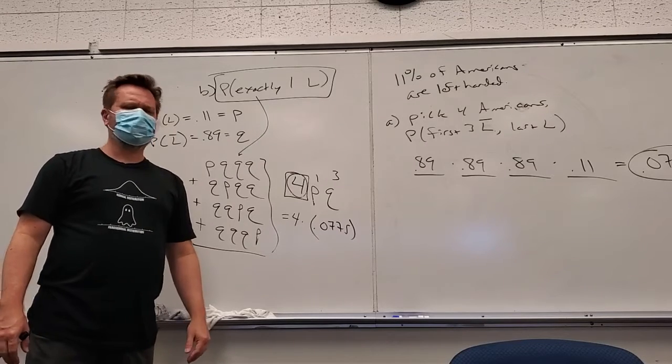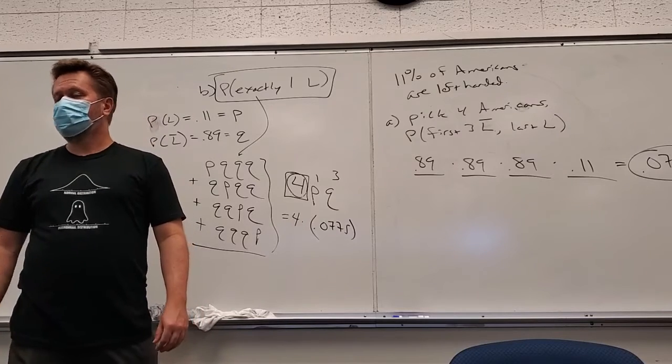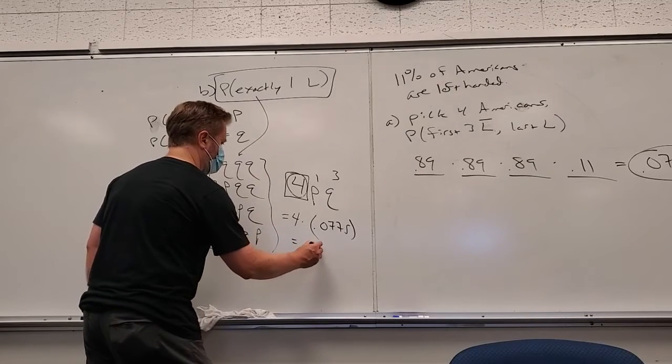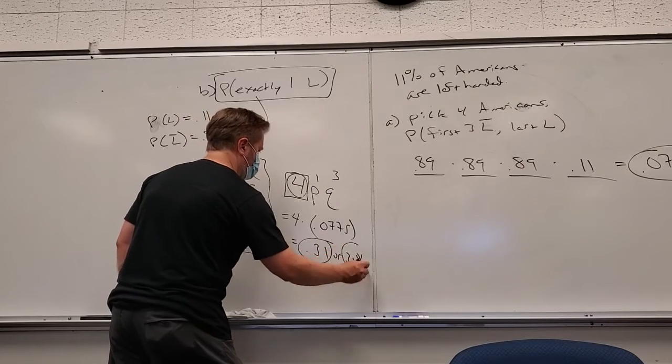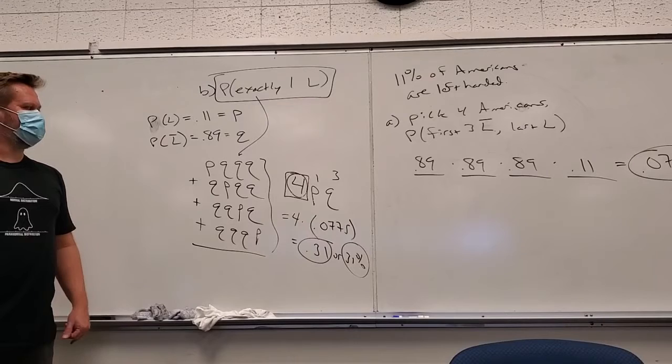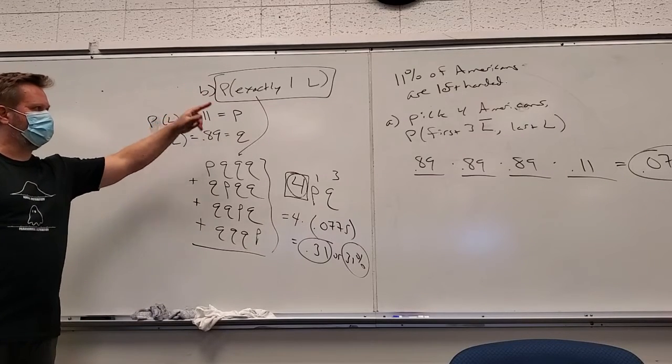Is it 0.66? No, it's too big, Jeff. 0.33? What is it? 0.31. 3.1? All right. 0.31 or 31%. Okay. 31% chance to get exactly one left-handed person out of any group of 4 people.